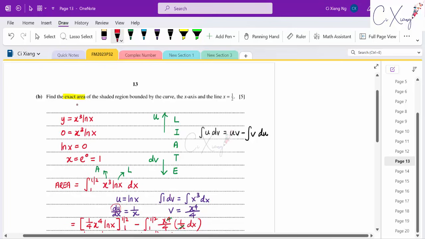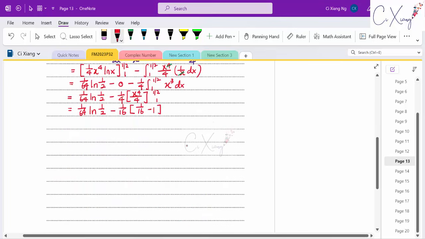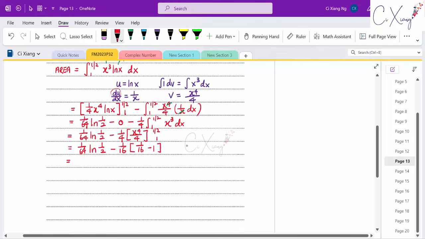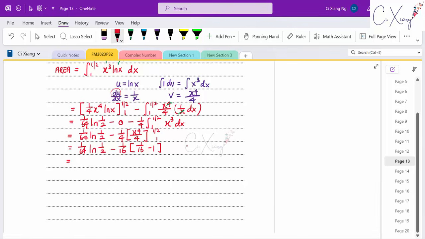According to the question, they want us to find the exact area. So how can I further simplify it? Maybe first I want to have a look at this one, 1 over 64 ln half. I can separate the ln function to become ln 1 minus ln 2. It is because we have this rule, ln of A divided by B equals ln A minus ln B. So we are applying it in this step. And for the numbers at the back, I straight away press the calculator and simplify them, and I will get a fraction which is 15 over 256.